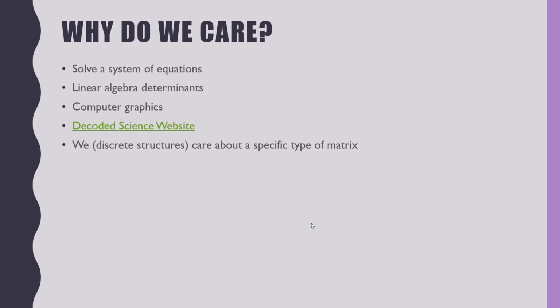We, however, discrete structure people, care about a very specific type of matrix. Anybody know what it is? 0, 1. Yeah, the 0-1 matrix, also known as a binary matrix, okay? We care about the 0-1 matrix. The reason we did all that other stuff, which we're not really going to use in this class other than today, was to make sure you have your head wrapped around how a matrix works. That stuff is probably more useful in your linear algebra or other types of classes. For us, though, we care about a 0-1 matrix.